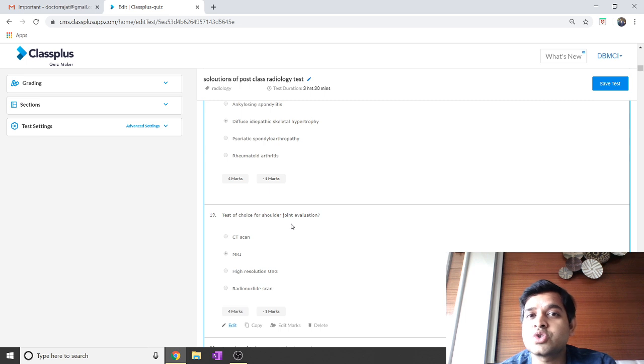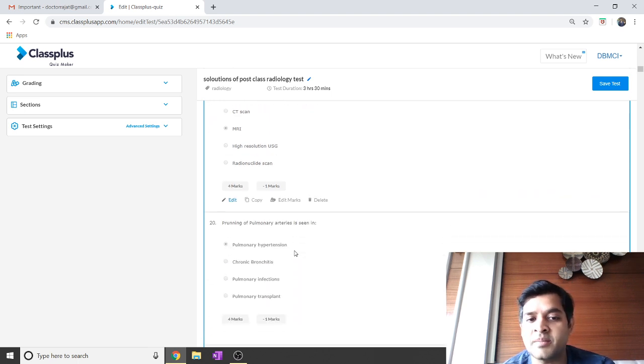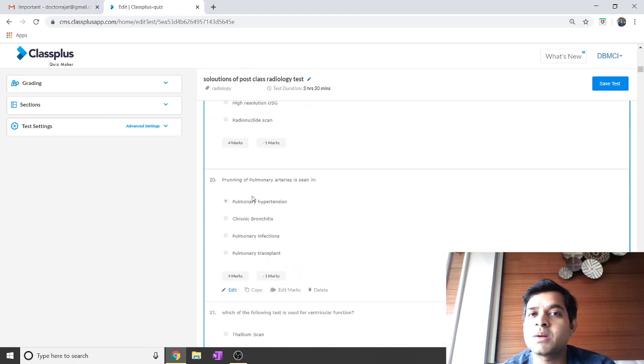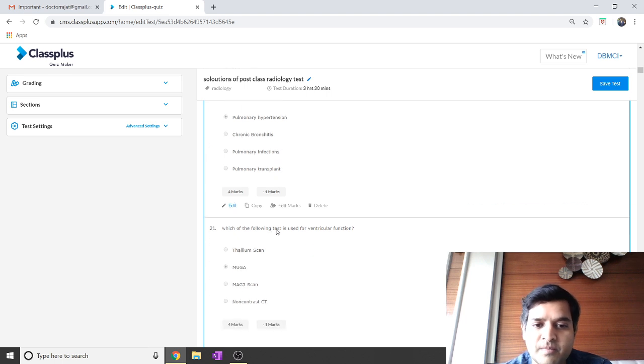Test of choice for sternal joint evaluation is MRI. Initial investigation may be ultrasound, but the investigation of choice is MRI. Pruning of the pulmonary artery means that the decrease in the caliber is by more than 50% after every successive division, and that is what is called pruning. It is a characteristic feature of pulmonary arterial hypertension.